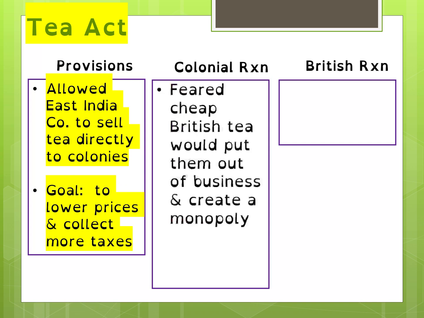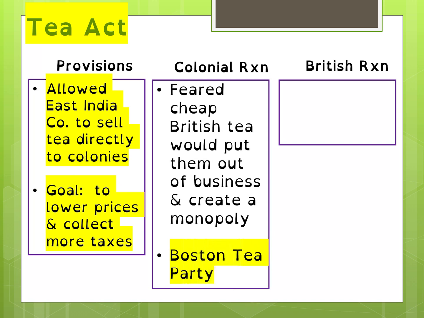The colonists, you can imagine, aren't going to like it because at this point, they don't like anything the British are doing. They're afraid that this cheap British tea is going to put Americans out of business, and it's going to create a monopoly for that company, the East India Company. And to be honest, they're right. It would, right? It is going to put Americans out of business. It is going to create a monopoly. There's no doubt about it.